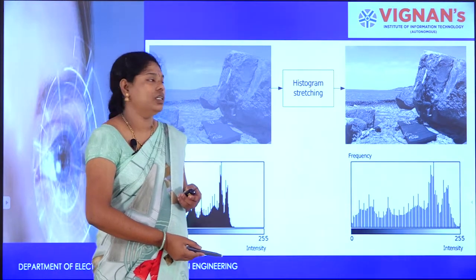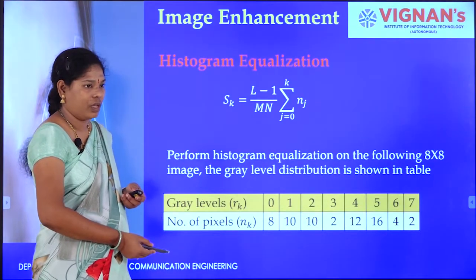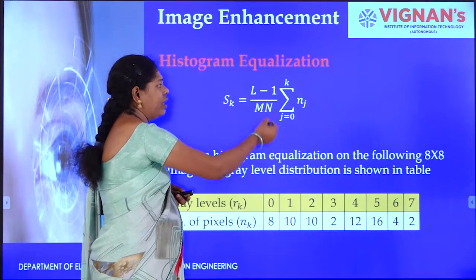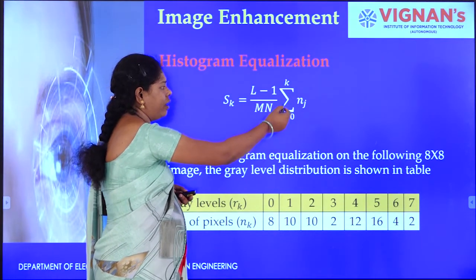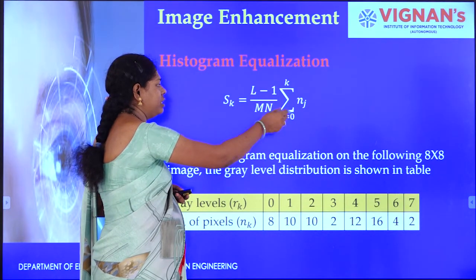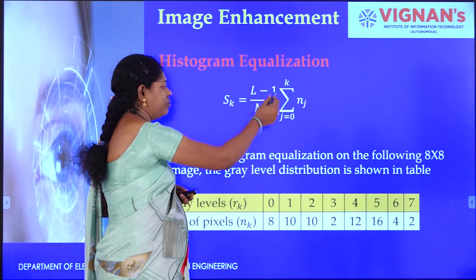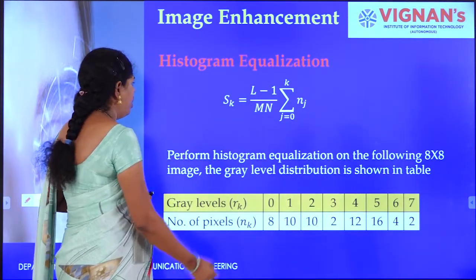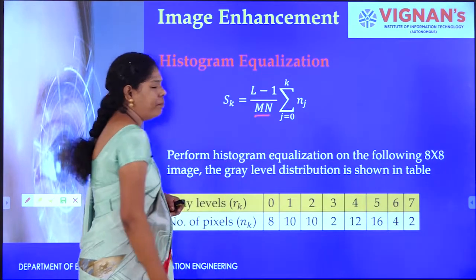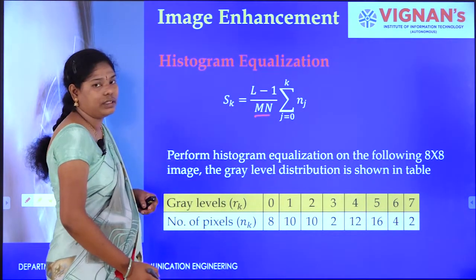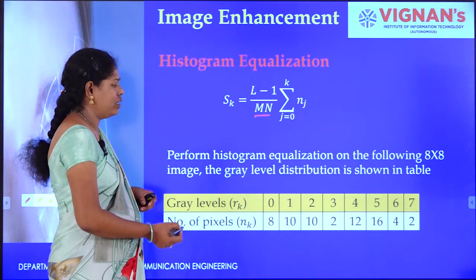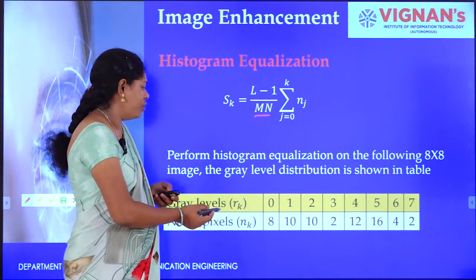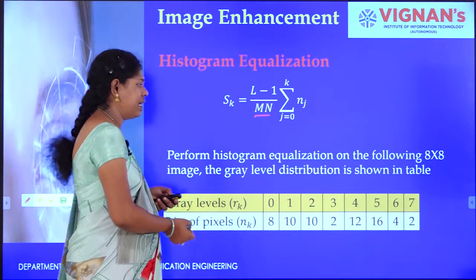The next method is histogram equalization. The same process is used here also, but here we are accumulating the number of pixels nk, averaging that, and multiplying with L minus 1, that is the maximum intensity value, and dividing by m by n, that is, we are normalizing the histogram values. Let us perform the histogram equalization of the following image. Let us see this example.